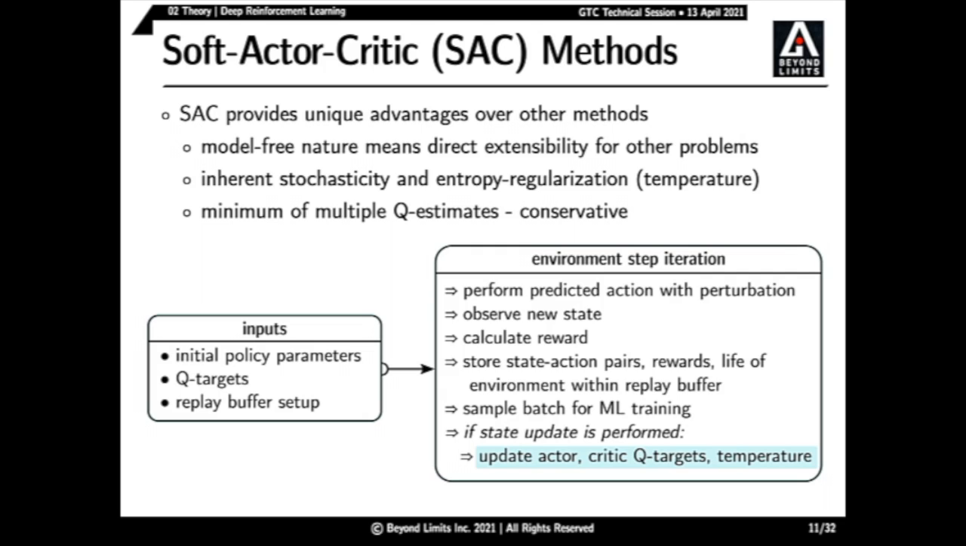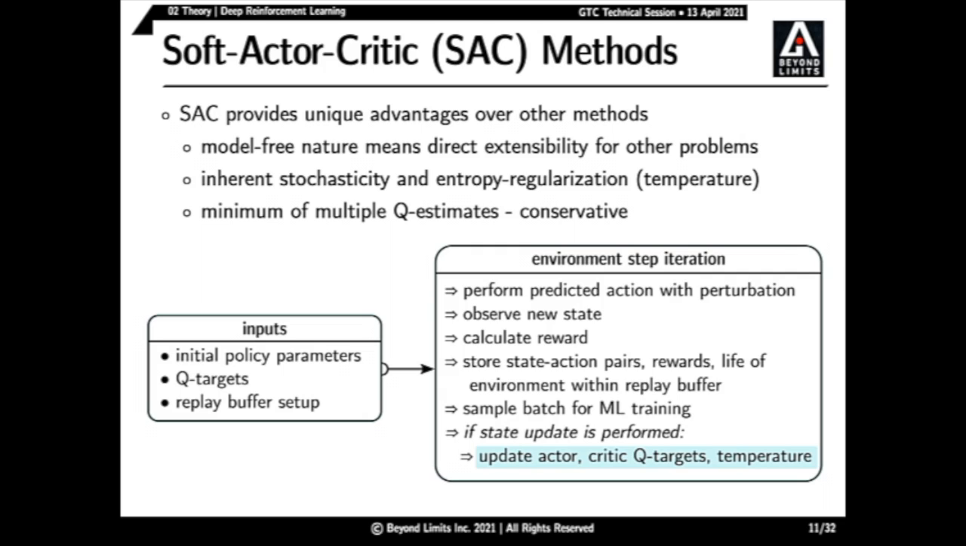Now, the graphic in the bottom of this slide highlights the important elements of the framework, and I will just briefly touch upon this. Firstly, we ingest the policy parameters, initial Q targets, and set up an empty replay buffer which contains the memory of different simulations which can then be used to train the networks. Now, the first step within the environment step iteration is to perform an action with a certain set of perturbations. We then observe the new states and calculate the rewards that are associated with these states. Now, if the action is permissible and an update is performed, then we go through a sequence of calculations which are then highlighted in blue in this slide.